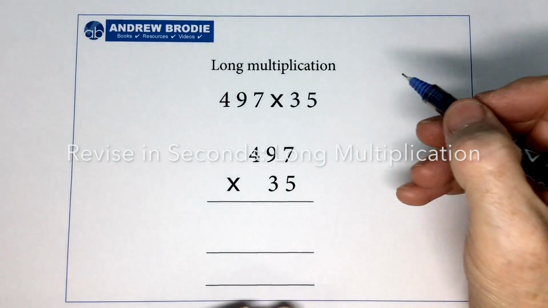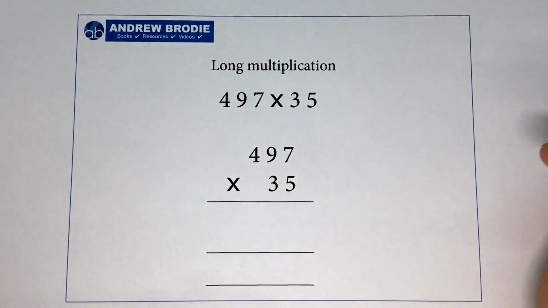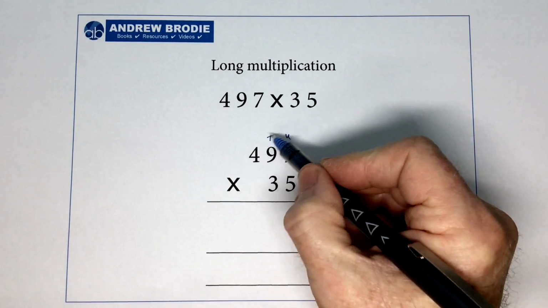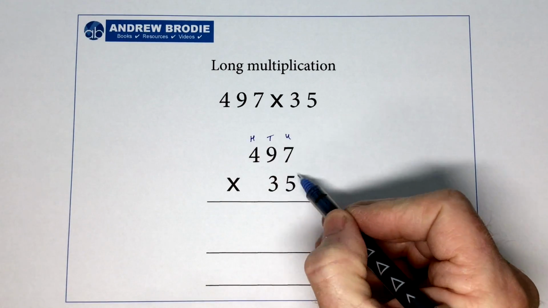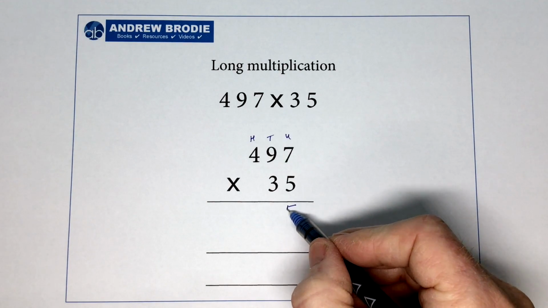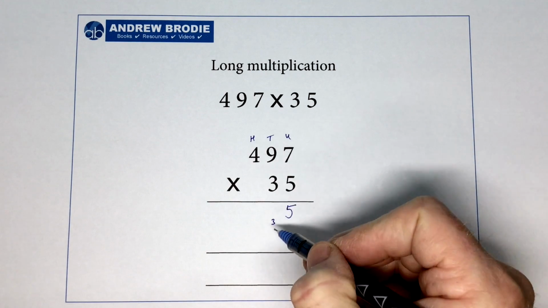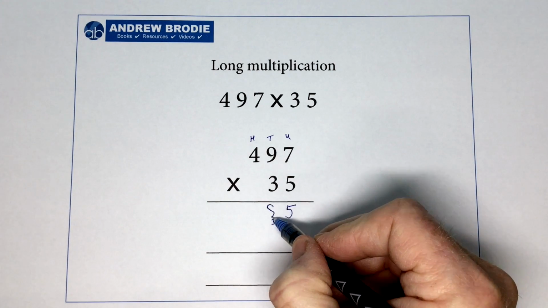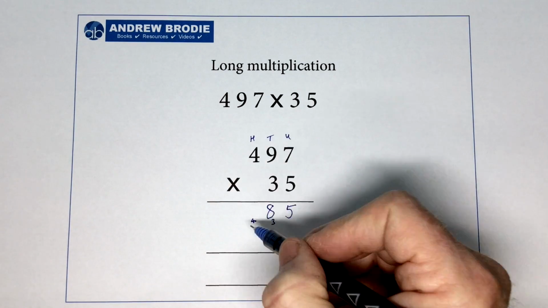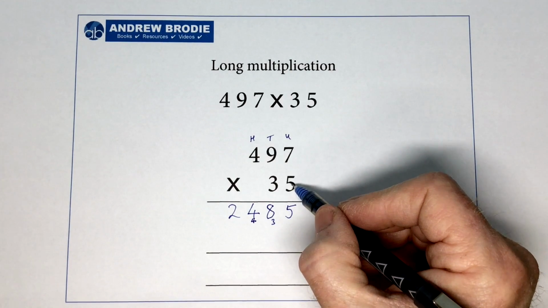95,820. Once you're good at short multiplication, it's a good idea to try long multiplication. So we're multiplying by 35. There's the units, there's the tens, there's the hundreds. We're going to start with the 5 units. 7 times 5 is 35. 35, tiny 3. 9 times 5 is 45, add 3 makes 48. Put the 8 there. 4 times 5 is 20, add 4 makes 24. So we've finished with that 5.